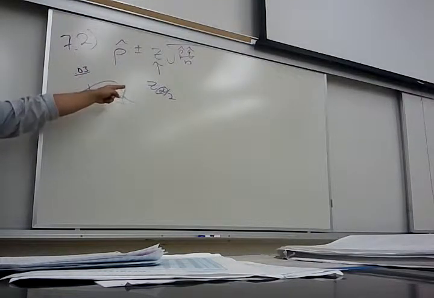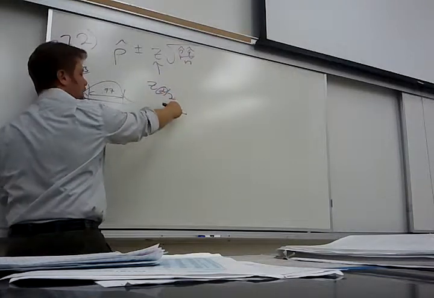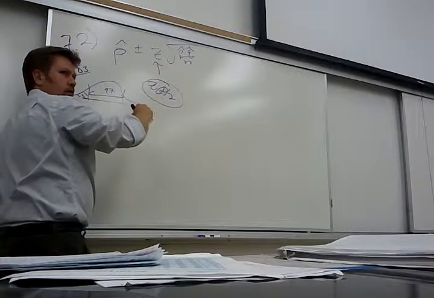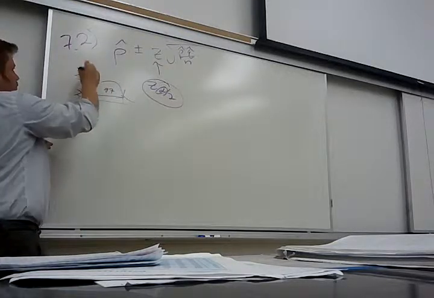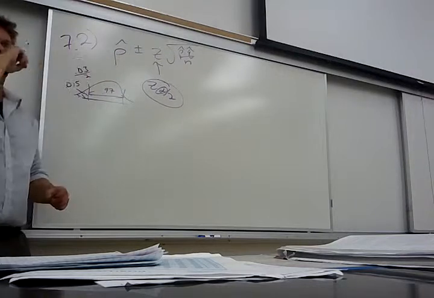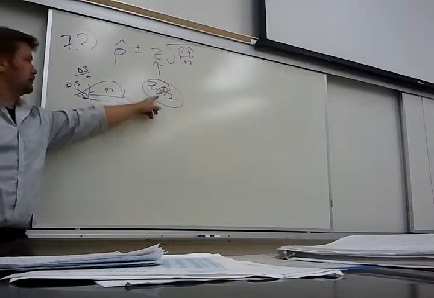That's why that symbol is there. It doesn't mean Z times alpha divided by 2. This is one symbol. So if I looked up here, that cut in half would be 0.015. I could find my Z-score and I could throw it into my equation. Right? Cool. So that's what that is right there.